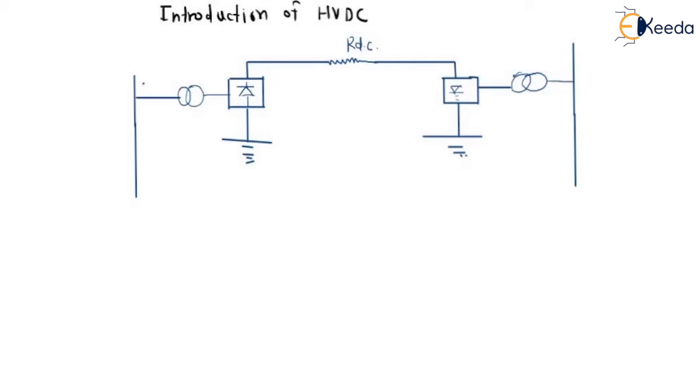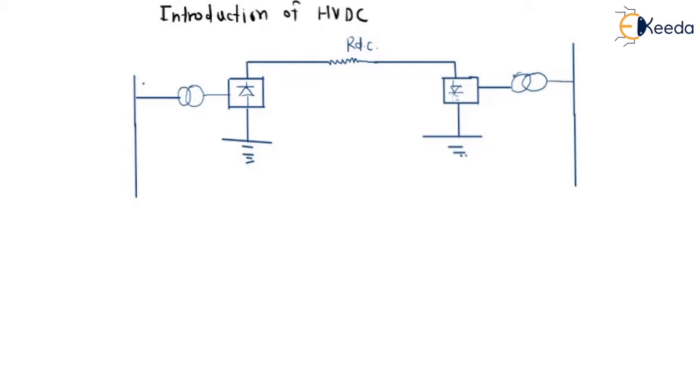If we are providing an HVDC transmission system, it means our load will be AC and our source will be AC, but in between, the power transmission happens through an HVDC connection. So do not confuse whether the whole system is AC or DC.